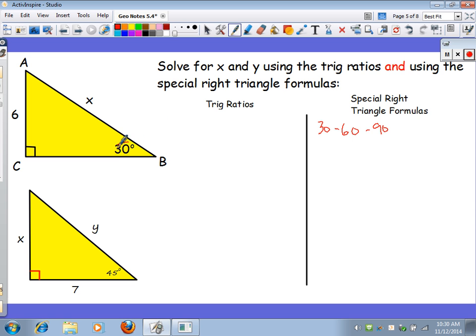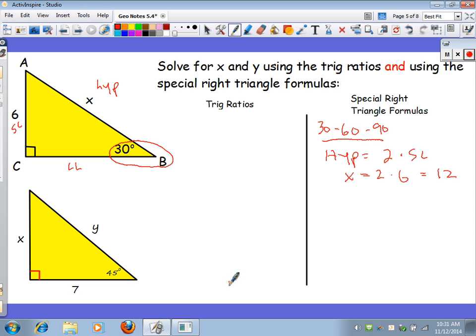Now in this triangle right here, here's my 30-degree angle. It's angle B. This would then have to be my short leg because it's across from the smaller angle. This would be the longer leg. This would be my hypotenuse, always across from the right angle. Does anybody remember the formula to go from short leg to hypotenuse? It's double, so hypotenuse equals 2 times the short leg. And in this case, x equals 2 times 6, which is 12.